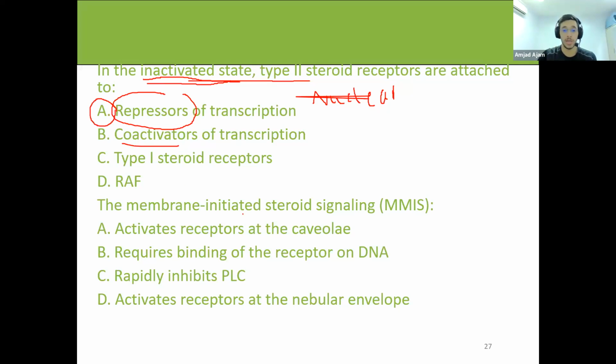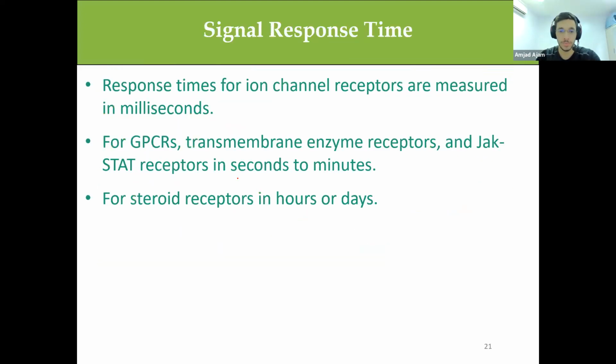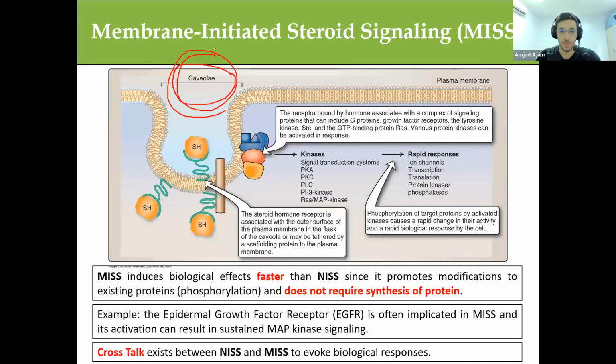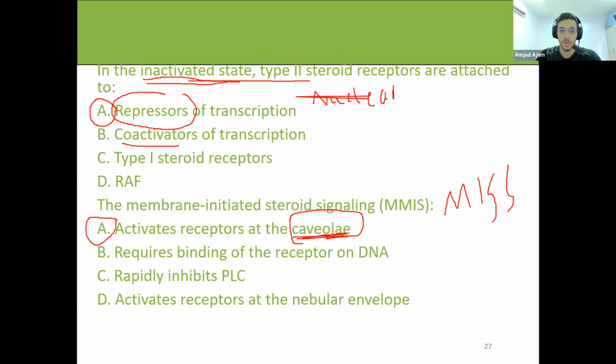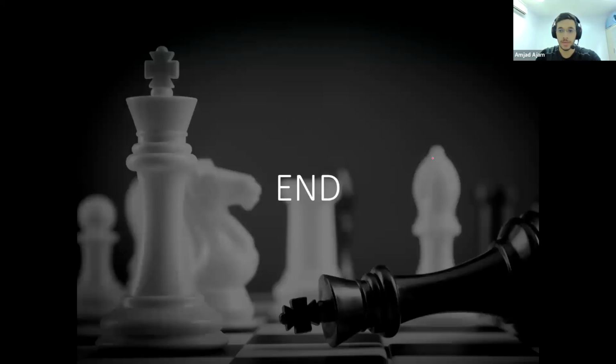Last question, the membrane-initiated steroid signaling, MISS. Basically, what activates receptors at the, yeah, this is the one. I told you about the caveola. Remember this word. The MISS activates the receptors at the caveola. This one. Okay, so the MISS acts here, at the, I think it's called the caveola. Okay, whatever. And that's it. This is the end.